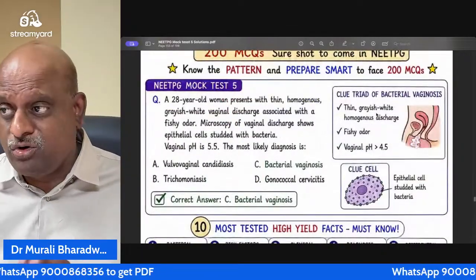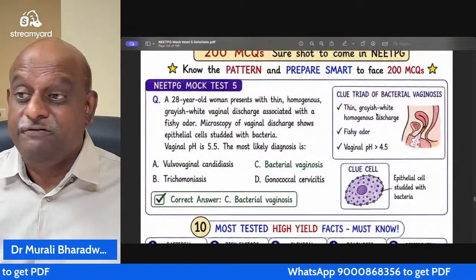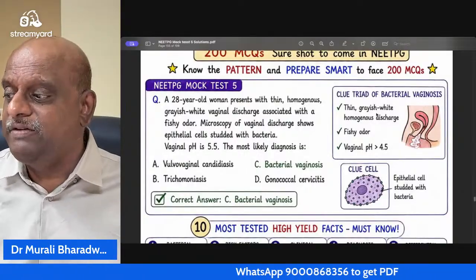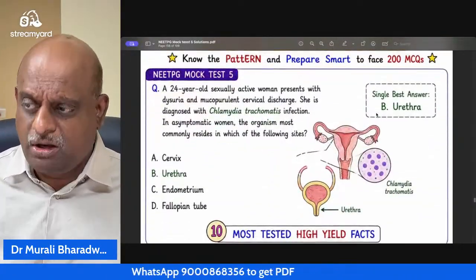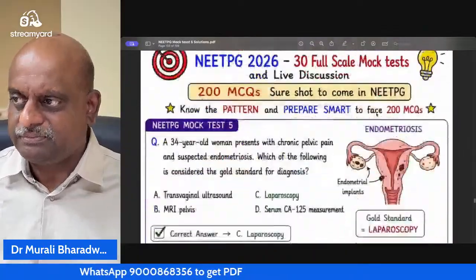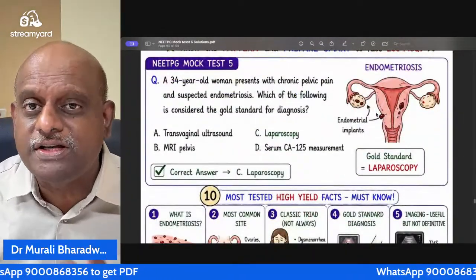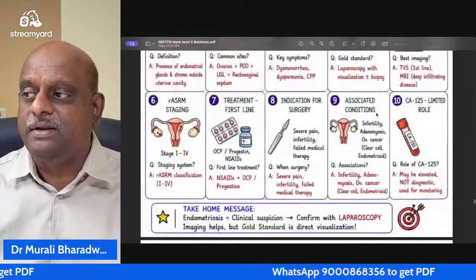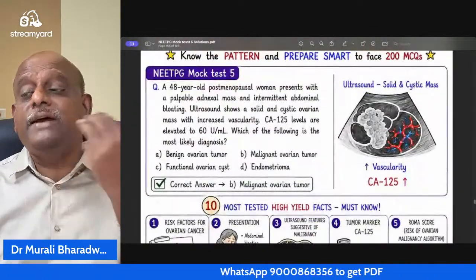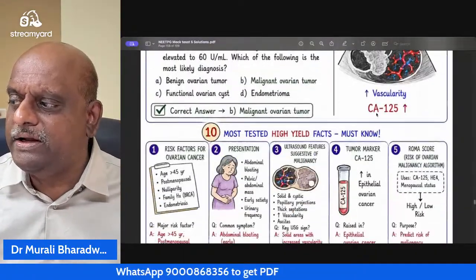28-year-old with thick homogeneous grayish white vaginal discharge. Fishy odor, bacterial vaginosis. Chlamydia trachomatis is commonly present in urethra. So whenever endometriosis is suspected, then laparoscopy is considered to be the gold standard. Whenever CA 125 levels are elevated to 60, you will think of malignant ovarian tumor.